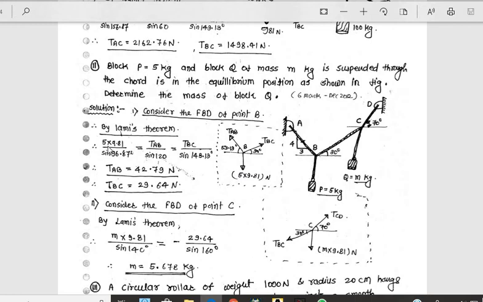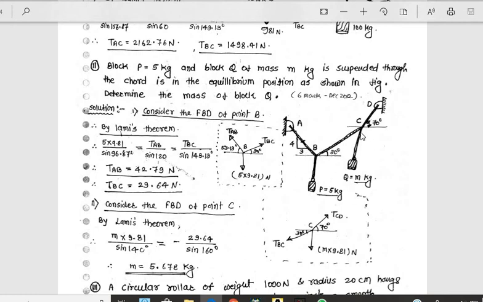So it comes out to be 5 into 9.81 divided by sine 96.87. This force, its opposite angle is this. TAB divided by sine 120 is equal to TBC divided by sine 143.13. Therefore TAB is equal to 42.79 Newton and TBC is equal to 29.64. Now this is over.